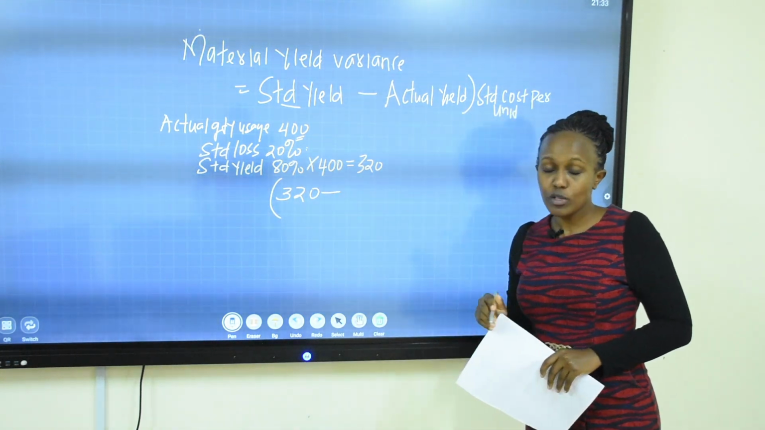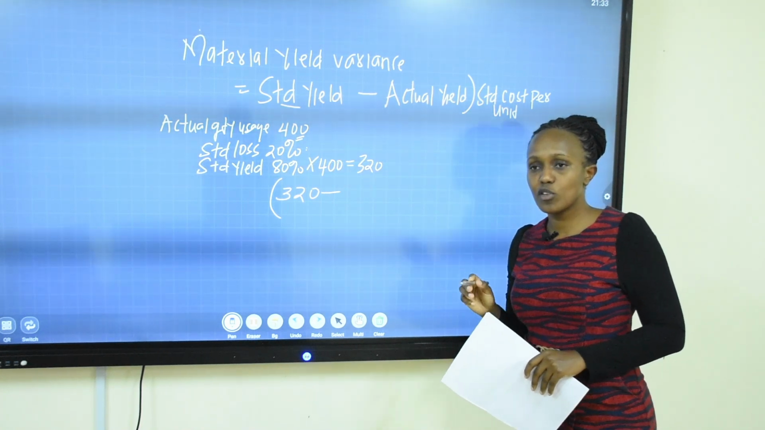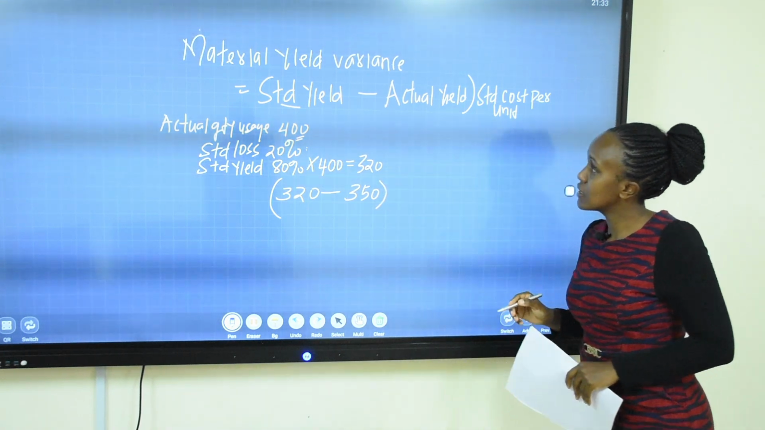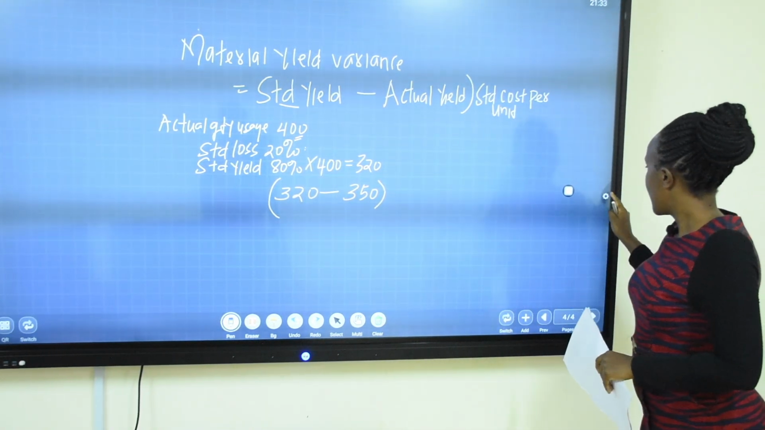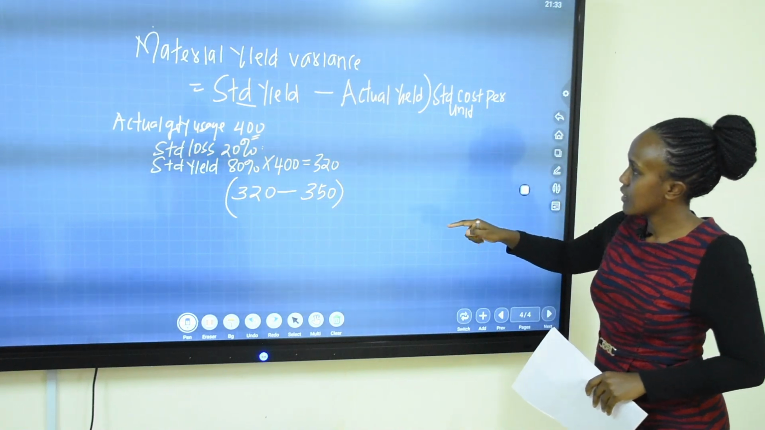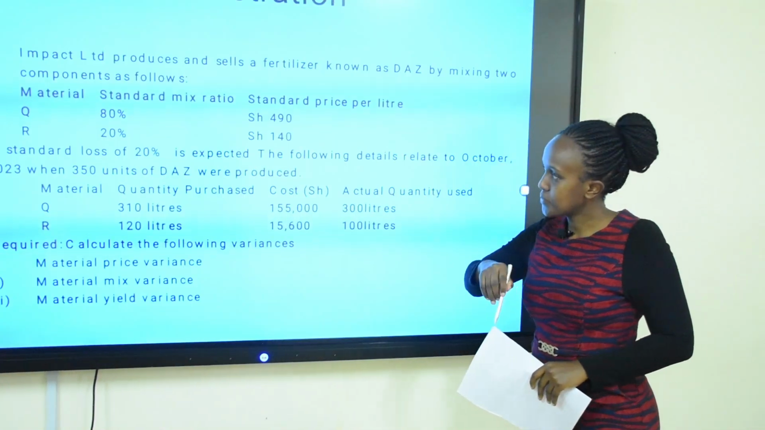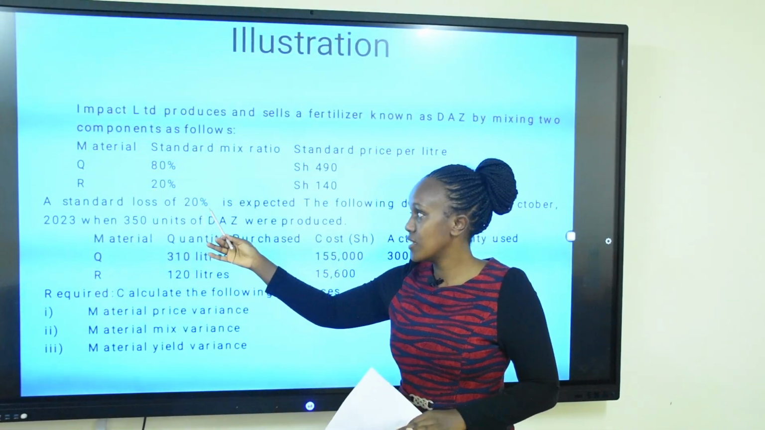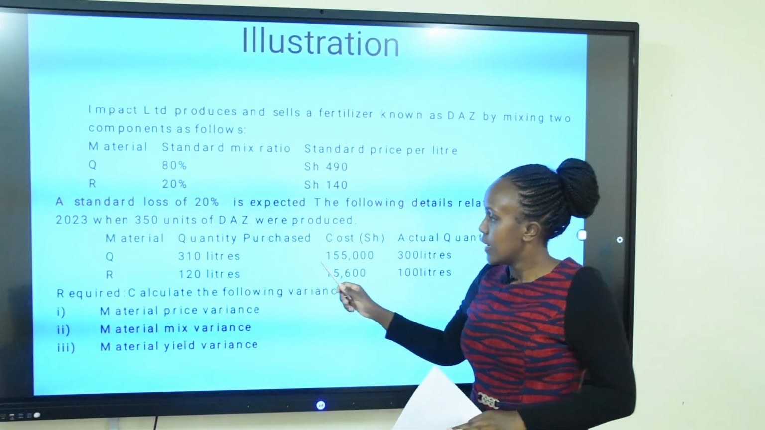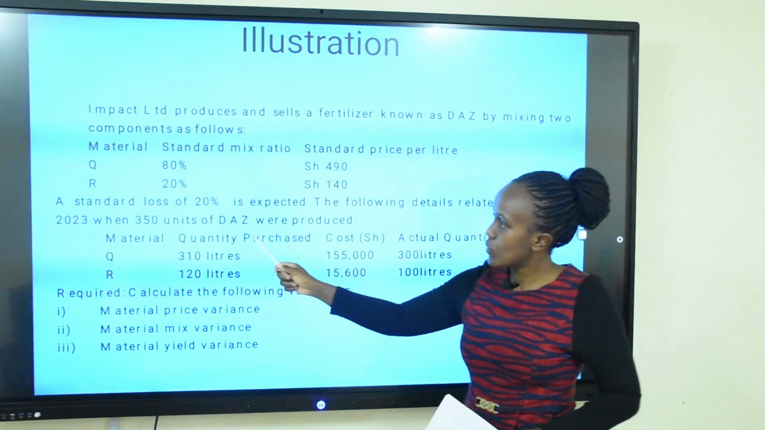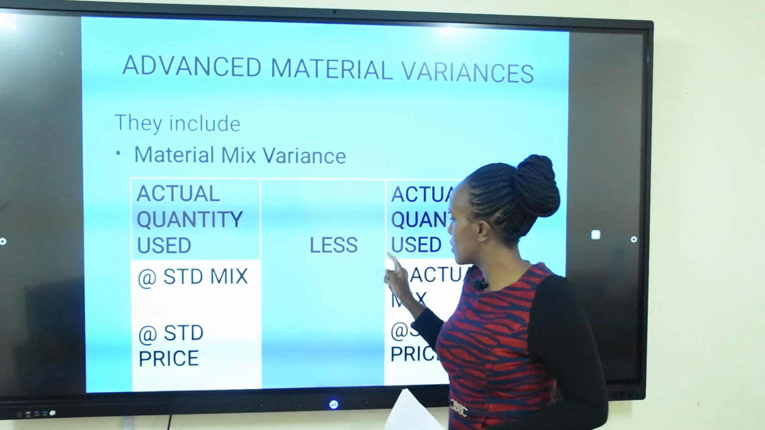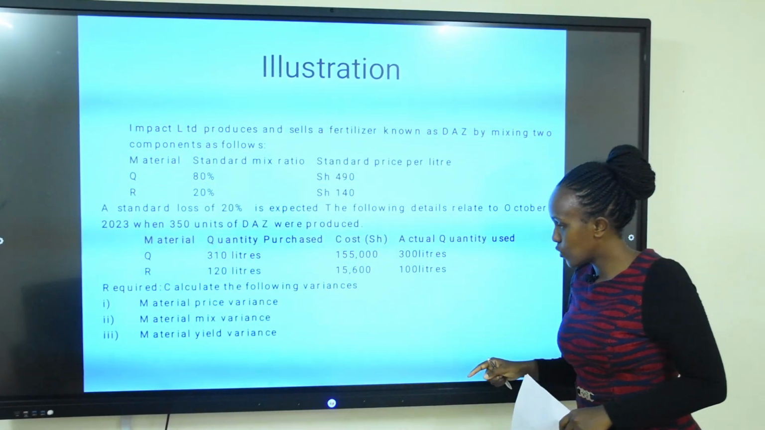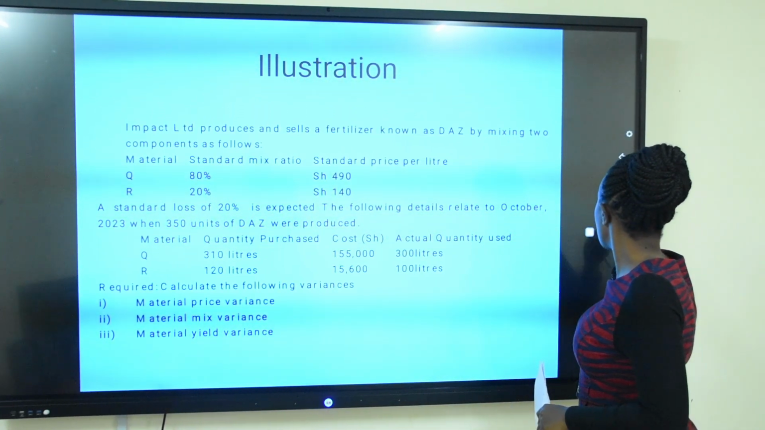Then the actual yield. In the question, you are told that in the specific month of October, 350 liters were yielded. So the actual yield is the 350 liters that were yielded. I can refer you back to the question just in case. And it is here. You are told a standard loss of 20% is expected, translating to a standard yield of 80%. And the actual quantity in the month of October, there were 350 units of DAS that were produced. So the actual quantity is 350.